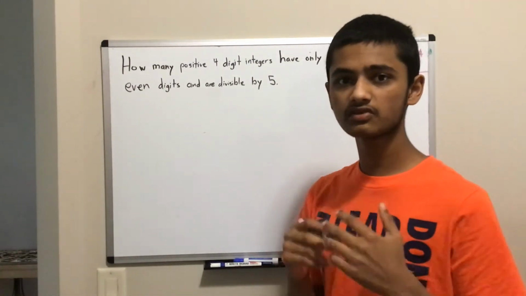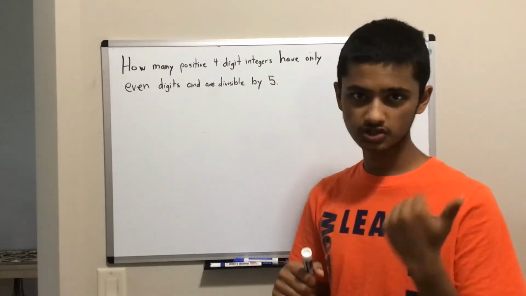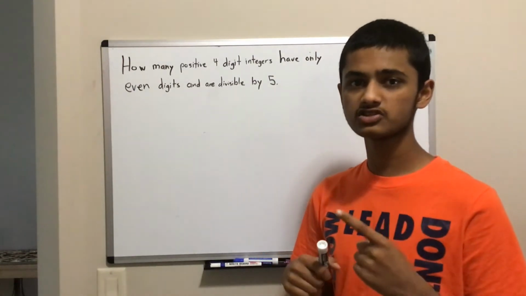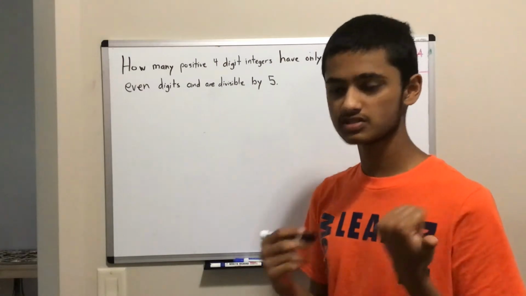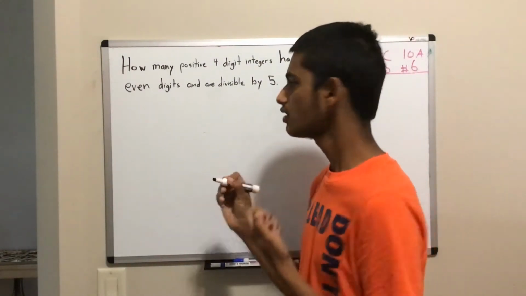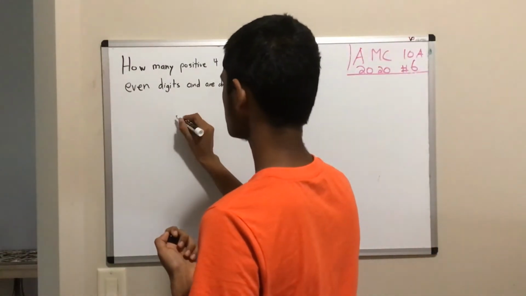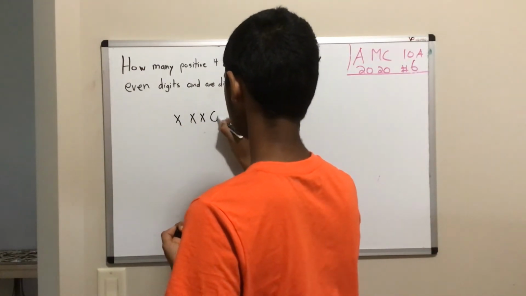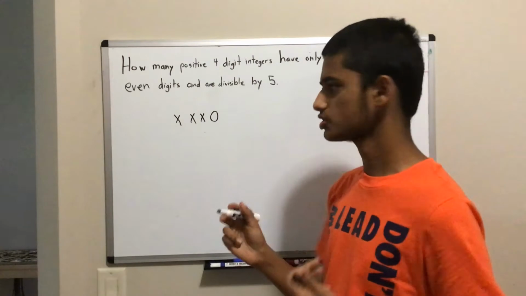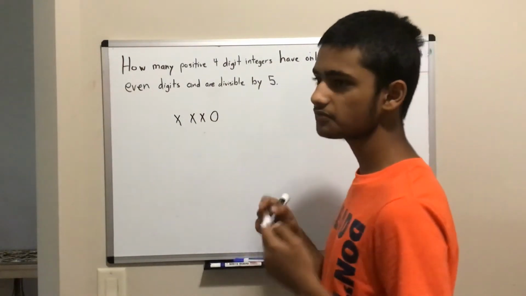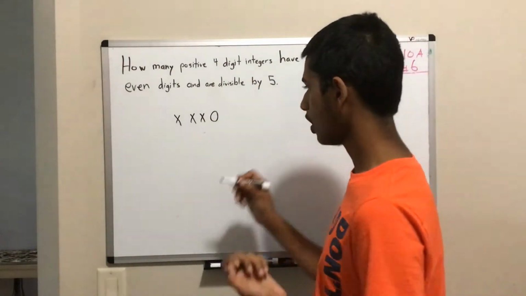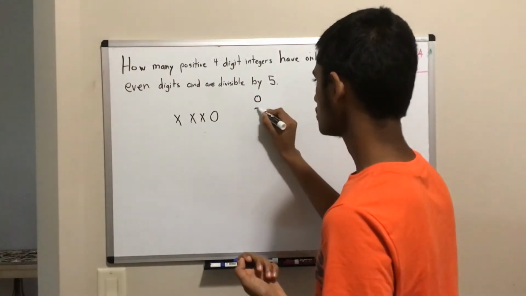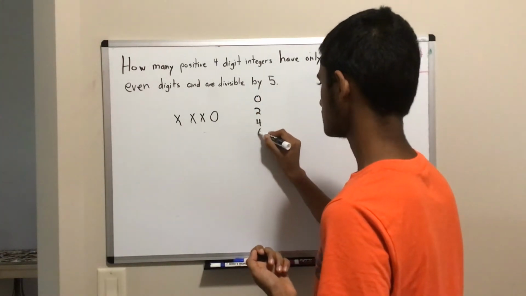the only numbers that are divisible by 5 are numbers that end with either 0 or 5, and since 5 is not an even number, the only option left is 0. So let me just try writing the number as something like x, x, x, and then 0, where the x's denote different digits. So we see here that we still have 3 spots to fill, and the options for those spots are 0, 2, 4, 6, and 8.